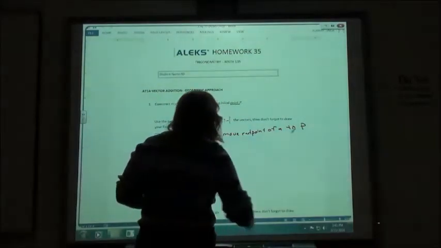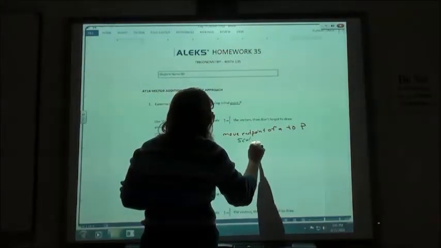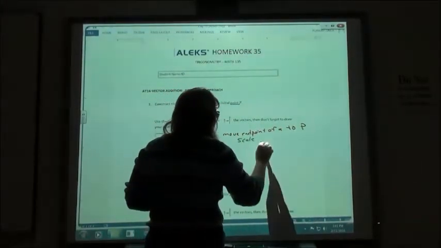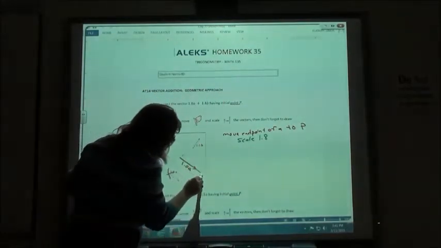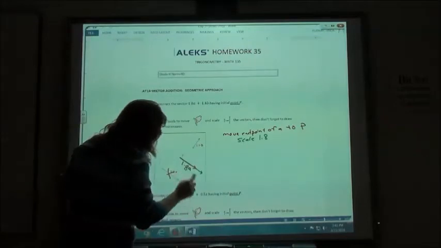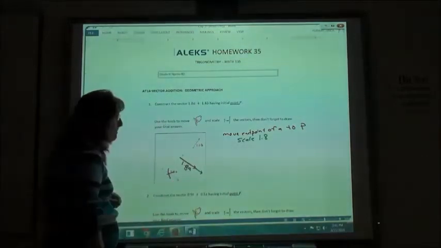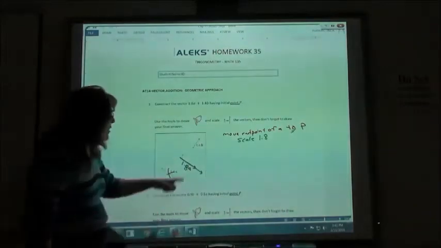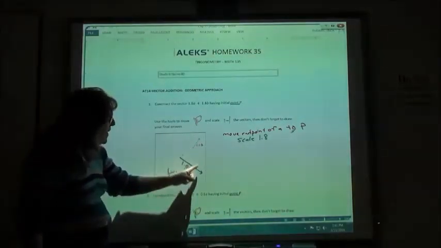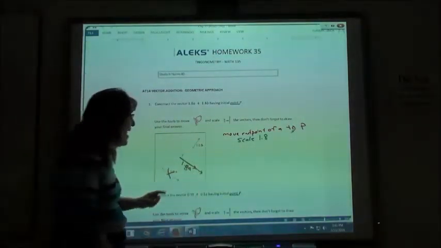Then I'm going to scale it to whatever it says. In this case, 1.8. So I'm going to stretch that vector out so it's a little longer, and so now it's going to say 1.8a. Next thing you're going to do is move the end point of B to the end of A.